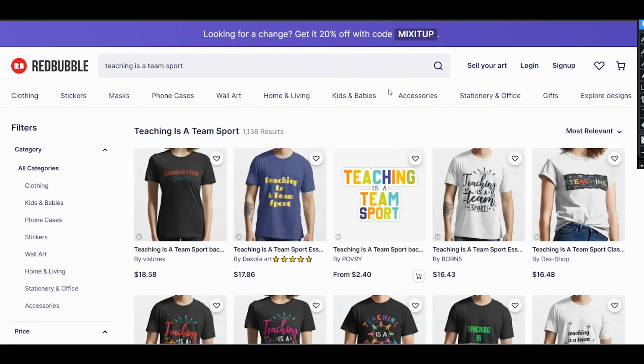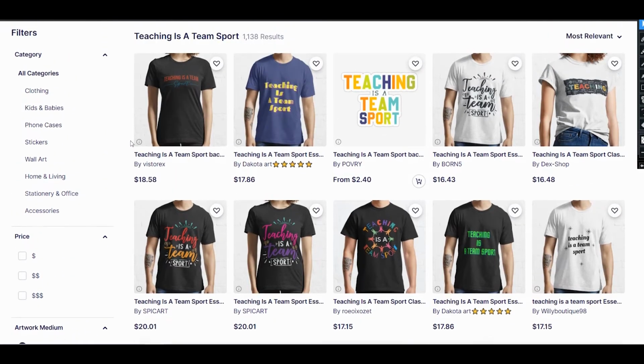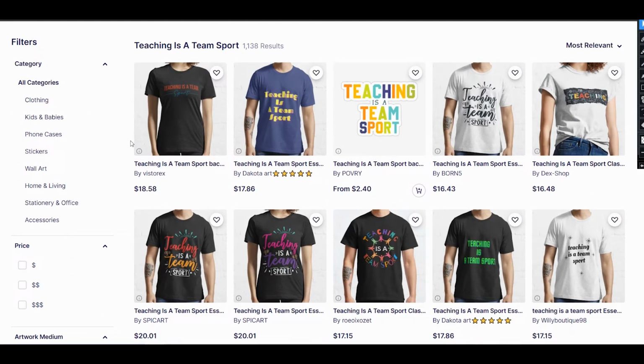And let's go to the next design idea. It's about teaching. The search phrase is teaching is a team sport. 1000 plus results right now, so quite competitive at this moment, but I really like different educative designs or teaching designs, because they can have good and stable sales year to year. They are not too trendy, and something that can bring you money this year will also bring you sales next years too.